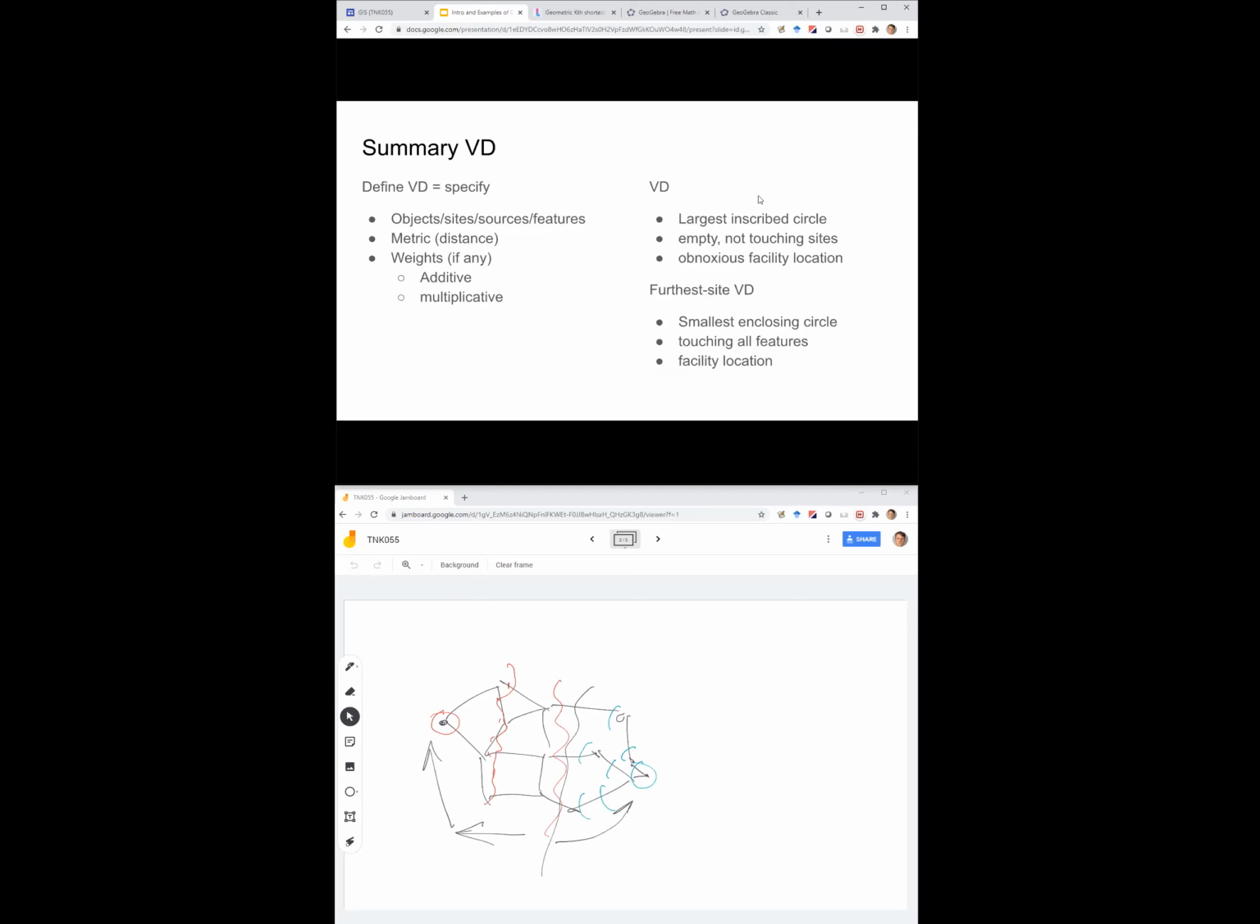And here on the right, again, are the implications of the definitions of the Voronoi diagram and the farthest site Voronoi diagram. If you want the largest empty circle, or you want a facility which is as far as possible from all your sites, then you look at the Voronoi diagram and the largest inscribed circle. On the contrary, if you want the smallest enclosing circle, the minimum service size that would serve the whole area, then you look at the smallest enclosing circle and you use the farthest site Voronoi diagram for that.